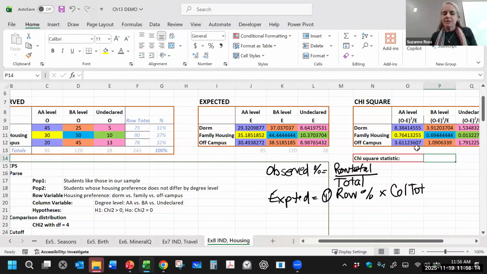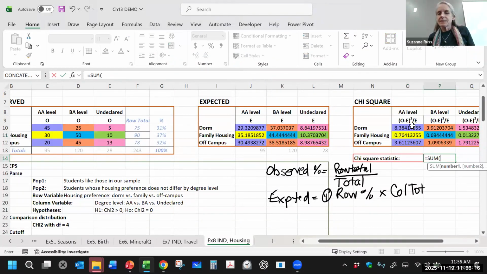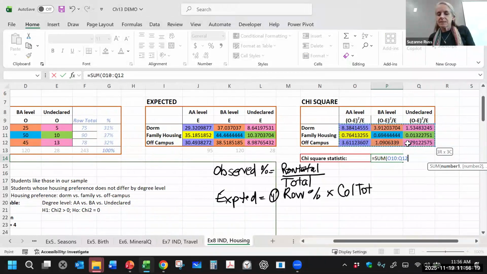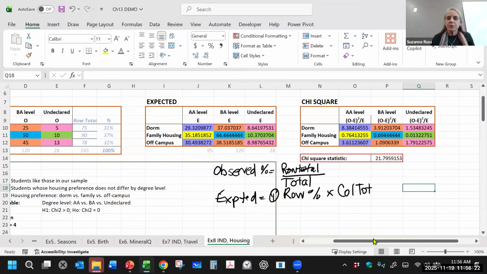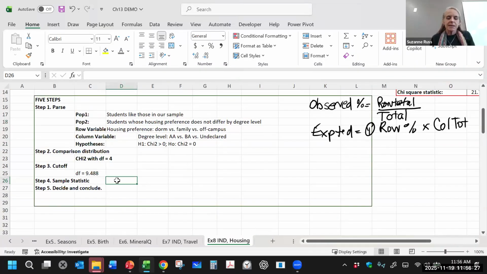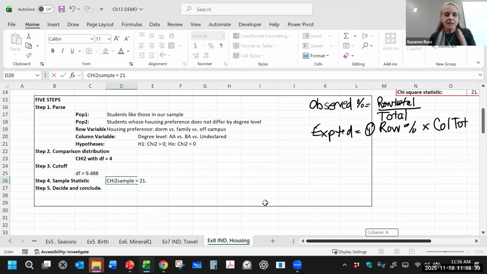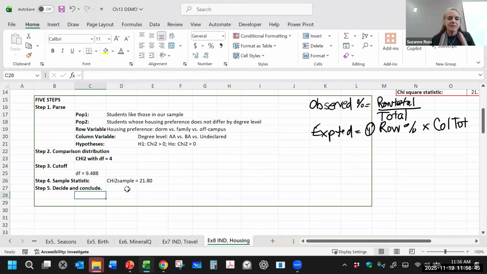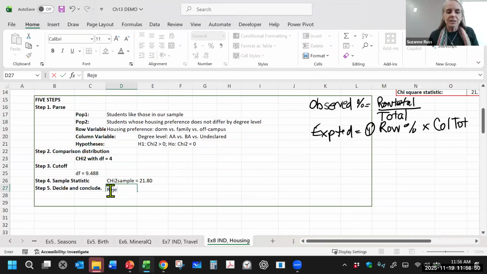All right, we're getting the same answer. All we do is sum up these nine cells. We get 29.79. So let's go ahead and finish up the problem. Our sample statistic, our chi-square sample, equals 21.80, we should get two decimal places, so we'd have to round. And then we make our decision. Since our sample is much higher than our cutoff point, we're going to reject H0.